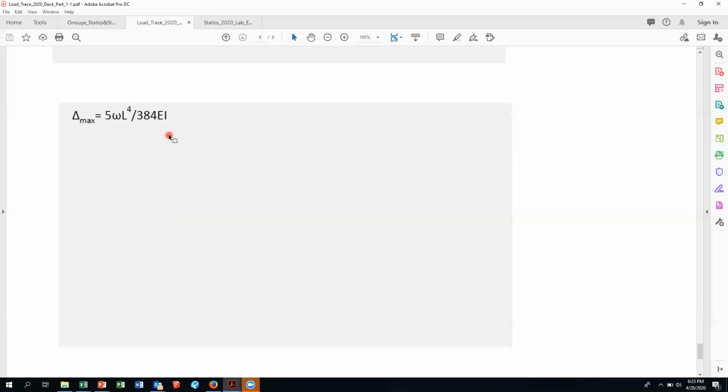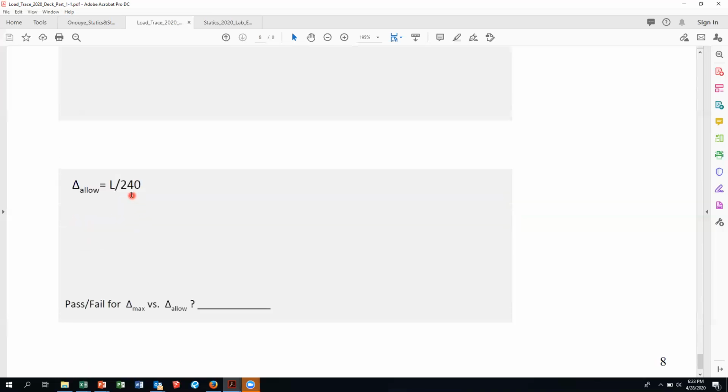And then there's the formula, 5wL to the fourth over 384 EI. So you've got to set up the formula right here and show all of your conversion factors. Okay, I want to see all the conversion factors using dimensional analysis.